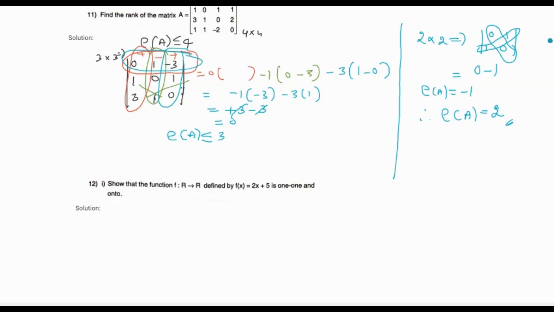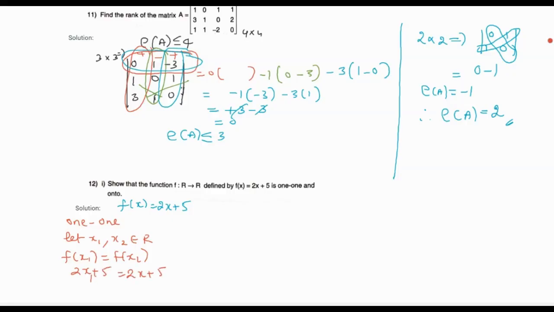Show that the function defined by f of x equals 2x plus 5 is one-one and onto. So for one-one, let x1, x2 belong to R, then f of x1 will be equal to f of x2. That will be 2x1 plus 5 equals 2x2 plus 5.